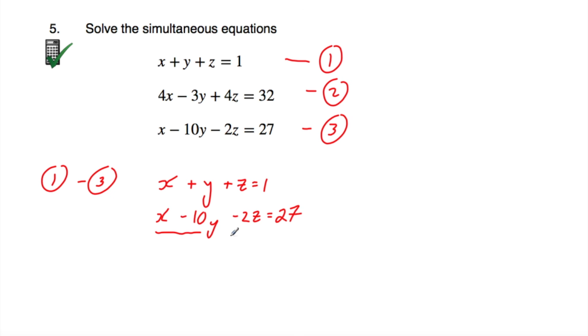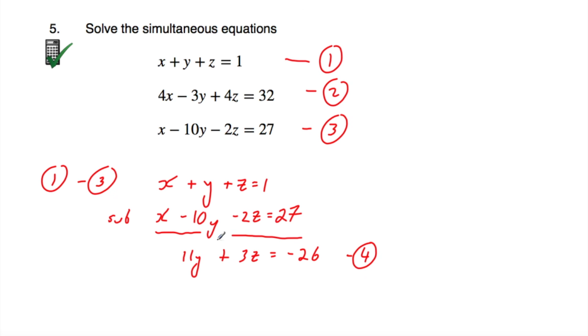So we're going to do equation 1 subtract equation 3, and I'm going to write "sub" here, just so I know that I'm subtracting. x take away x is 0. y subtract negative 10y would be 11y's because we're adding them on. Then we've got z subtract negative 2z's, which is z plus 2z's, which would be 3z's. And finally, we've got 1 subtract 27, which is negative 26. That's fantastic, and I'm going to call that equation 4, because that is an equation with just two variables.